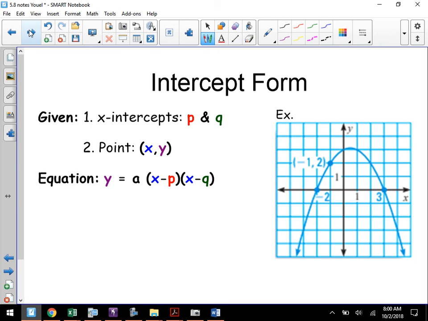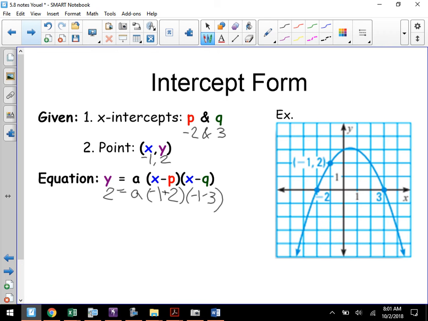So for this one, we're given the x-intercepts are -2 and 3, and we're given that a point that the graph passes through is -1, comma 2. Now we're just gonna plug and chug again. So 2 is equal to a, which we're solving for, times x, which is -1, minus p, which is -2, so +2, times the quantity x again, -1, minus q, which is -3.